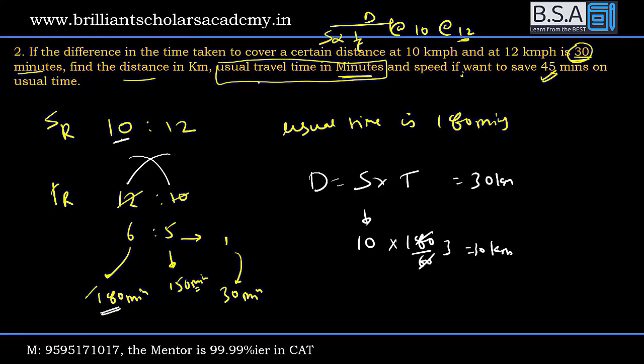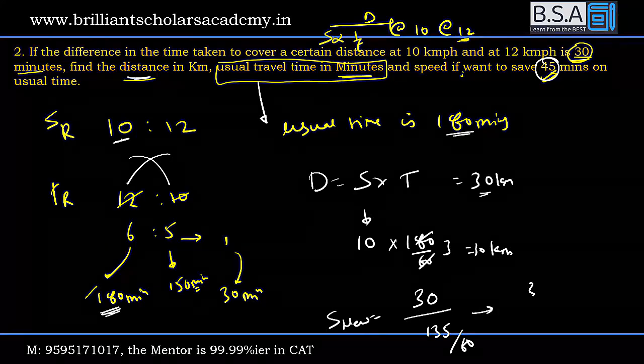Now see, second part, the answer is 180 minutes. What is the usual time in minutes? 180 minutes. What is the distance traveled? 30 kilometers. Now what is the question? I want to save 45 minutes. Normal journey time is 180 minutes. So if I save 45 minutes, I'm traveling 30 kilometers in 135 minutes. How do you convert minutes into hour? Divide by 60. So what is the speed new?